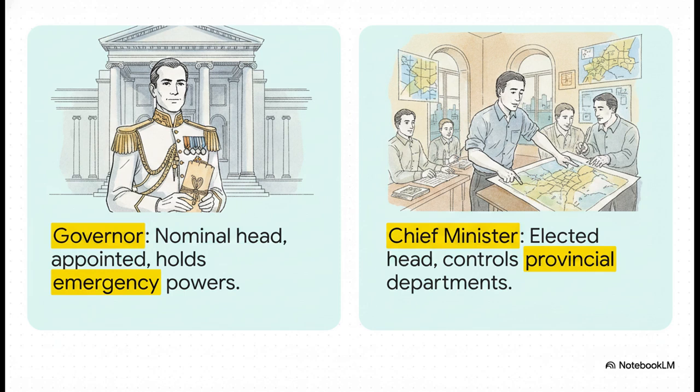And instead of a prime minister, the true regional power is held by the chief minister. Elected directly by the provincial assembly, the chief minister completely runs the region's administration. They steer everything from local healthcare all the way to regional infrastructure.